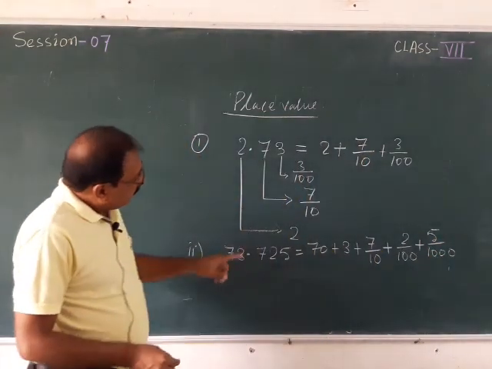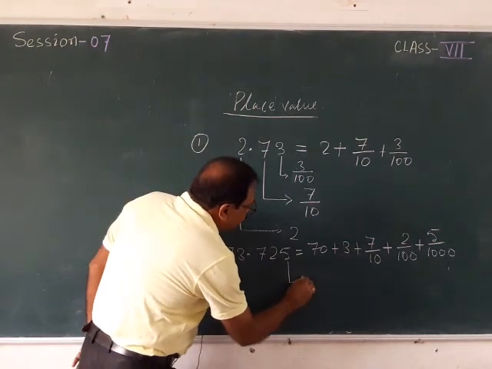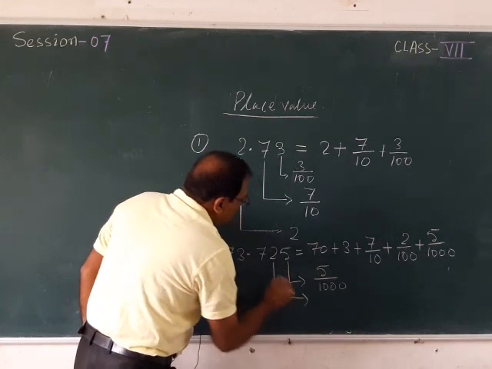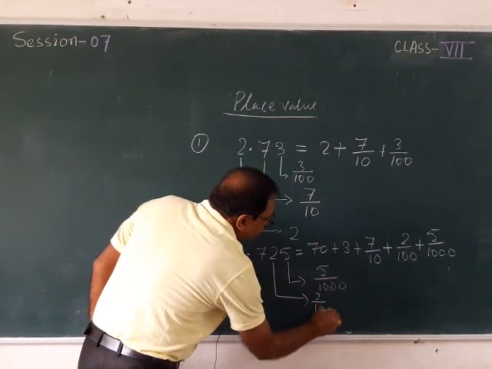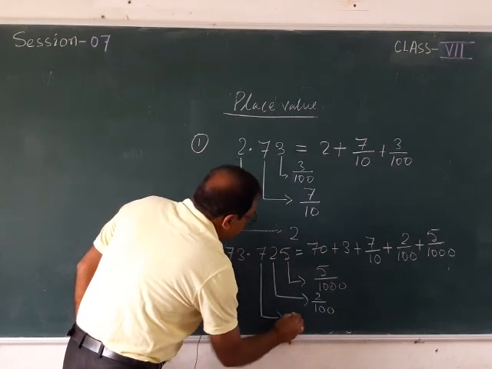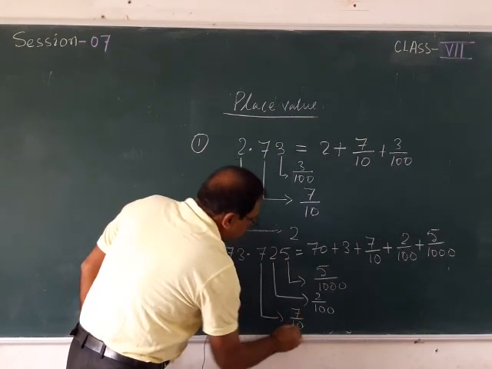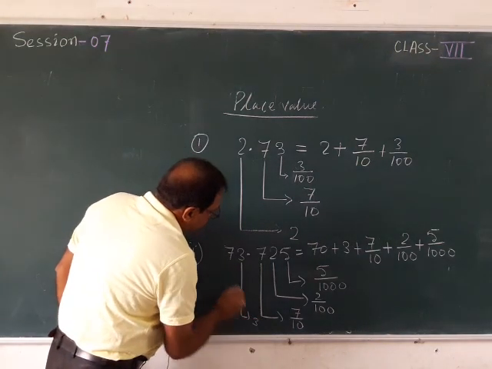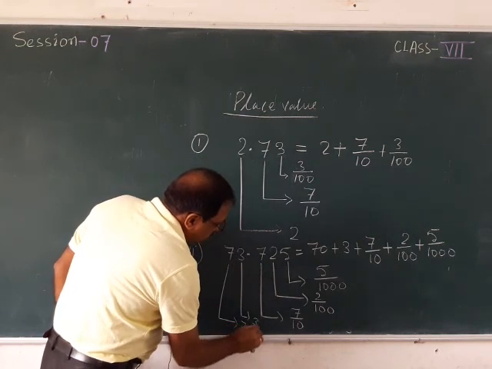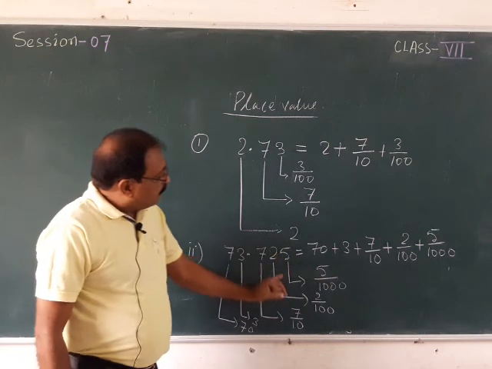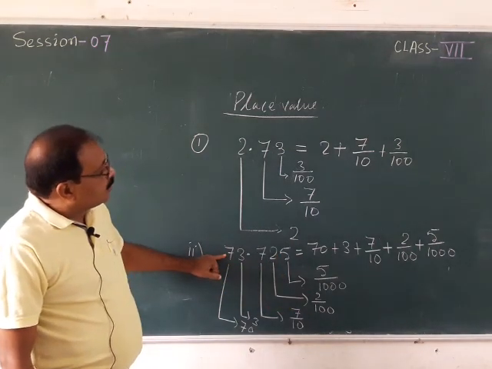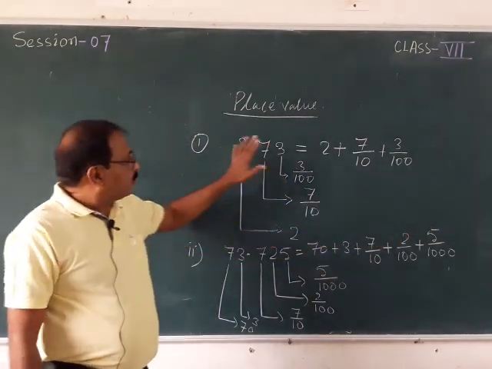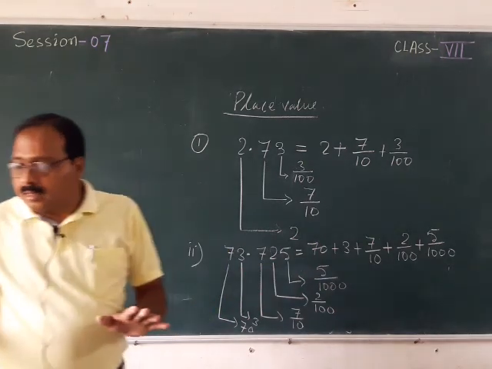Because, if I ask you what is the place value of this 5, you can say that it is 5 upon 1000. What is the place value of this 2? You can say that it is 2 upon 100. What is the place value of this 7? You can say it is 7 upon 10. And the place value of this 3 is 3 itself, okay, and the place value of this 7 is 70. So these are the place values, and if you are going to write this number in expanded form, you can write it like that. You have learnt all these things in class 6 itself.